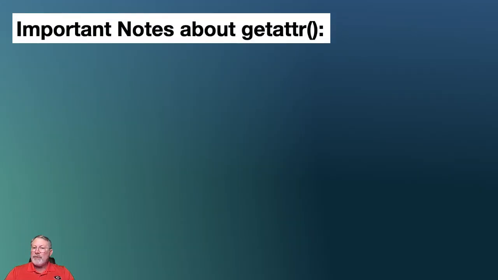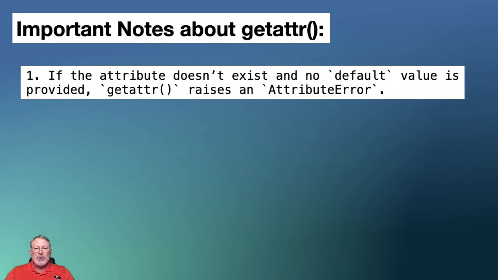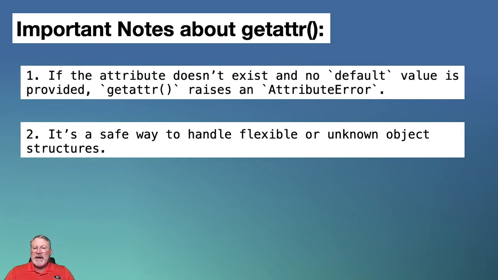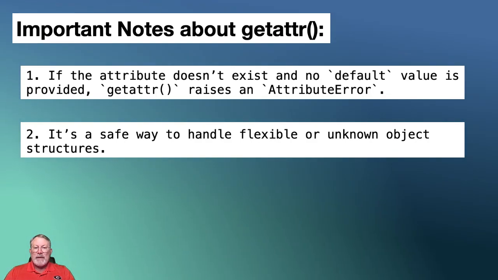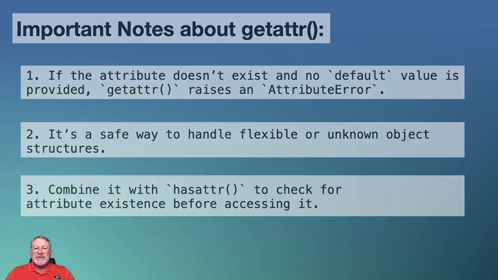Here are some important things to keep in mind. If the attribute doesn't exist and no default value is provided, getattr raises an AttributeError. It's a safe way to handle flexible or unknown object structures. And you can combine it with hasattr to check for attribute existence before accessing it.